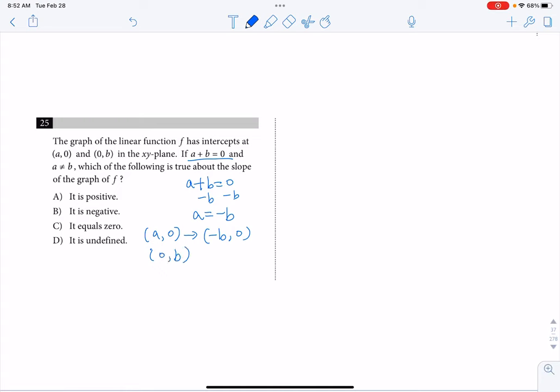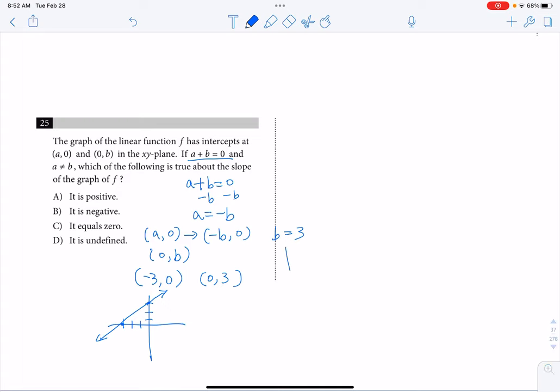And then the y-intercept will be (0, b). If I choose any value for b, let's say b is 3, then the x-intercept is (negative 3, 0) and the y-intercept is (0, 3). If I draw with x-intercept negative 3 here and y-intercept (0, 3) here, the line will pass through the x-intercept and y-intercept, and I can find that the slope will be positive.